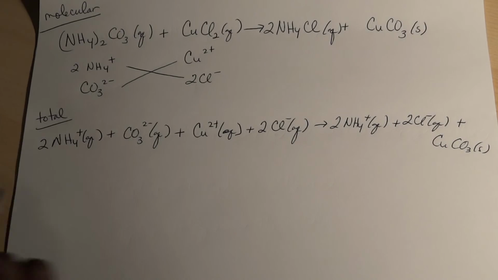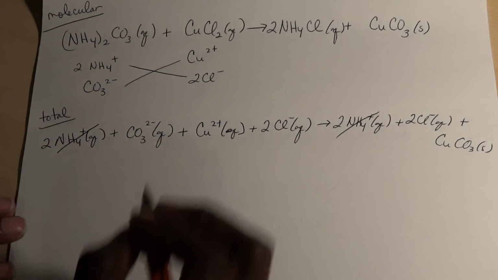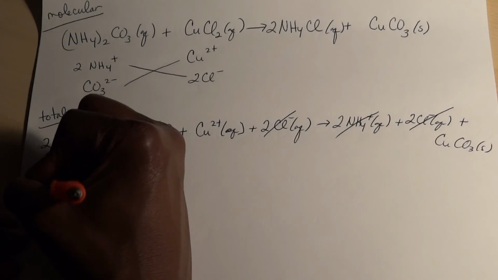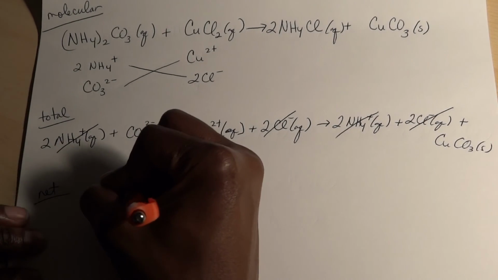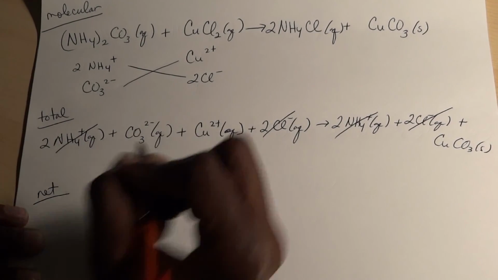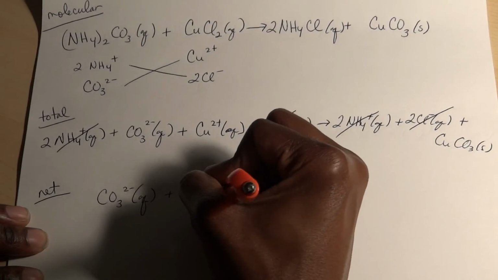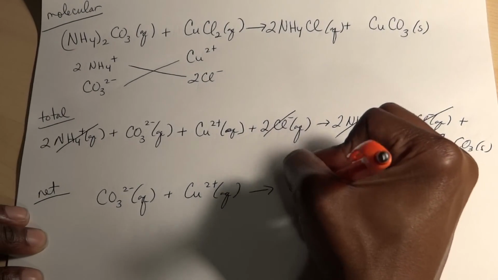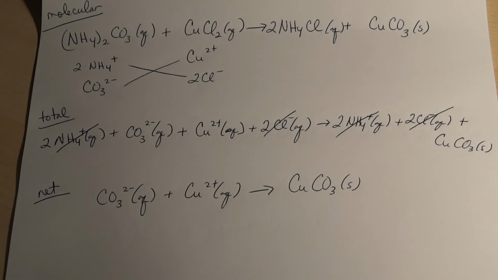Now cancel your spectators, the ammoniums and the chlorides. So then the net ionic equation is what's left over. Carbonate and copper ions yields copper 2 carbonate. And that's it.